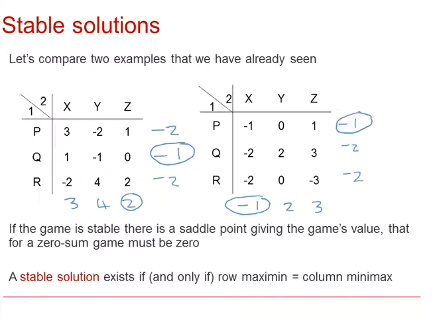Well, in the first game, if player 1 knew that player 2 would always play safe, i.e. strategy Z, then they might have considered playing R at times instead of their safe strategy of Q. Whereas in the second game, even if player 1 knew that player 2 would play their safe strategy of X, they would still have continued to play their safe strategy of P.